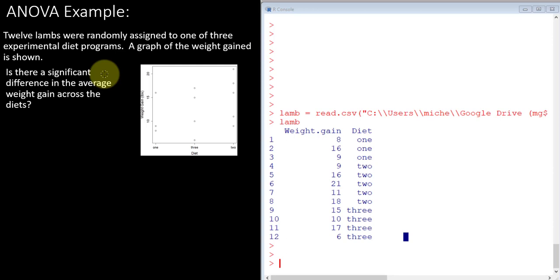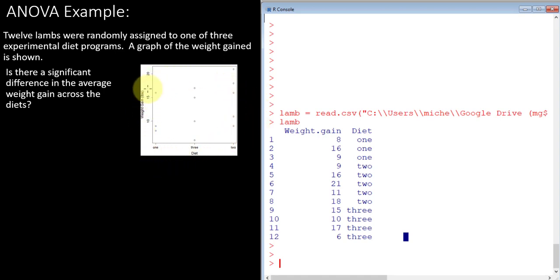So here we go. 12 lambs were randomly assigned to one of the 3 experimental diet programs. A graph of the weight gained is shown. Is there a significant difference in the average weight gain across the diets? I've got the data input here into R, but before we go into R, I want to ask some questions, and I want us to anticipate our conclusion by looking at this image here.